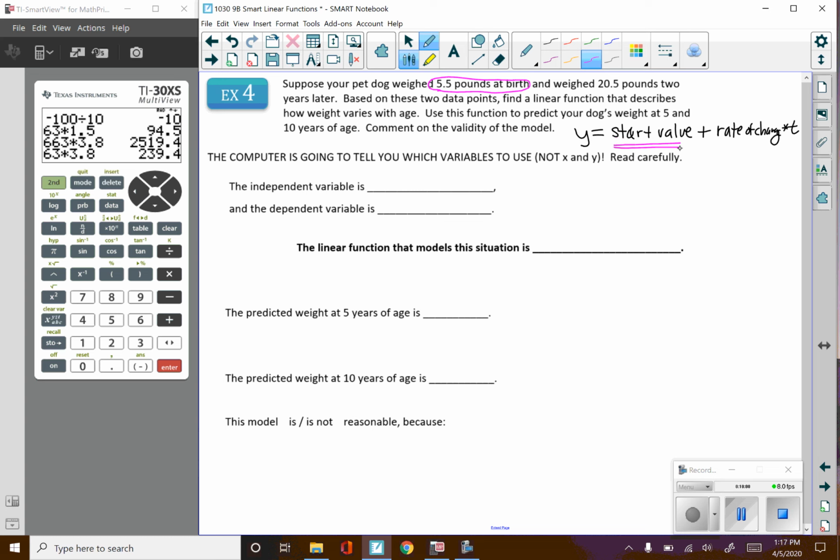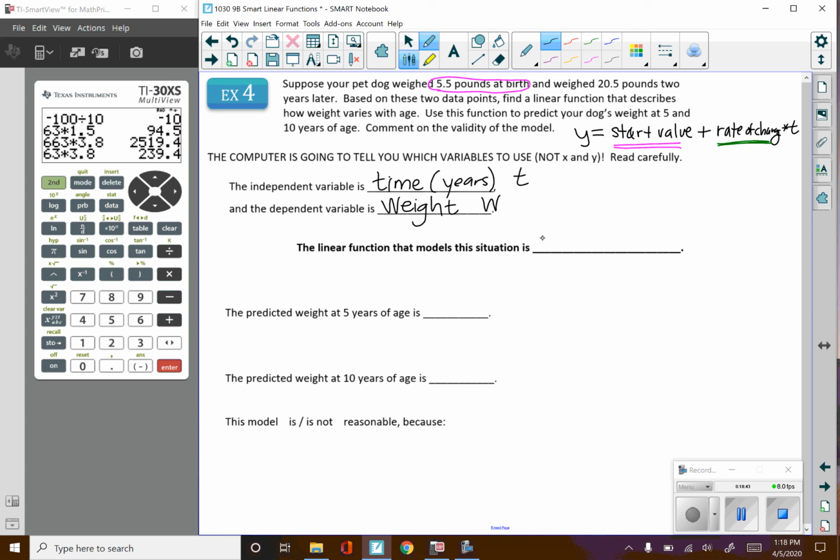Based on that information, we want to find a linear function to describe how the weight varies with age, and then use that function to predict the dog's weight at 5 and 10 years of age. So the first thing we need to do is we need to figure out the rate of change for this. So our independent variable is going to be the time or the age in years. So we're going to use a t for that. And then the dependent variable is the weight of the dog. And so I'm going to use a w for that.